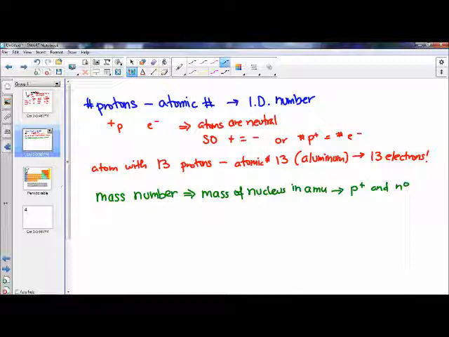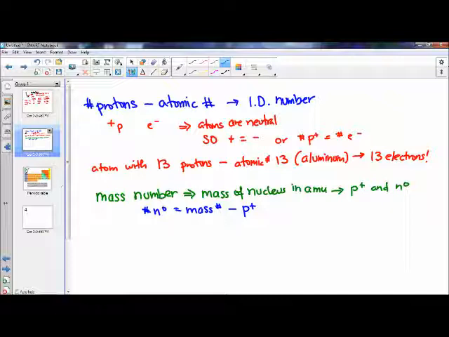So if I have the mass number, how do I find the number of neutrons? Well, I would have to take the mass number and subtract away the number of protons. And that would leave me with the number of neutrons. So anytime you see the word mass number, I want you to think protons plus neutrons, or P plus N.